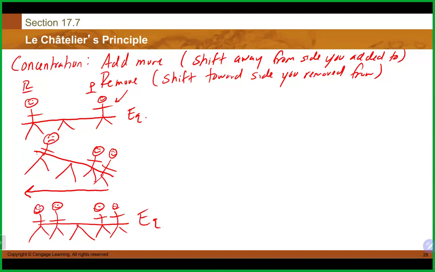So when we add, it always goes away. AA is a good way to remember that. Again, if you add reactants, it should shift to the product side. If you add products, it should shift to the reactant side.